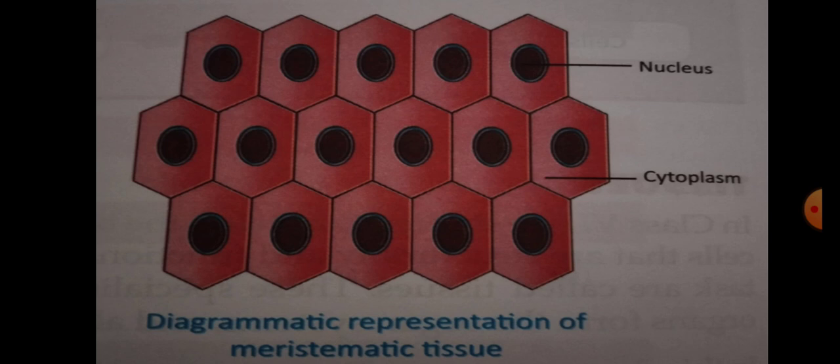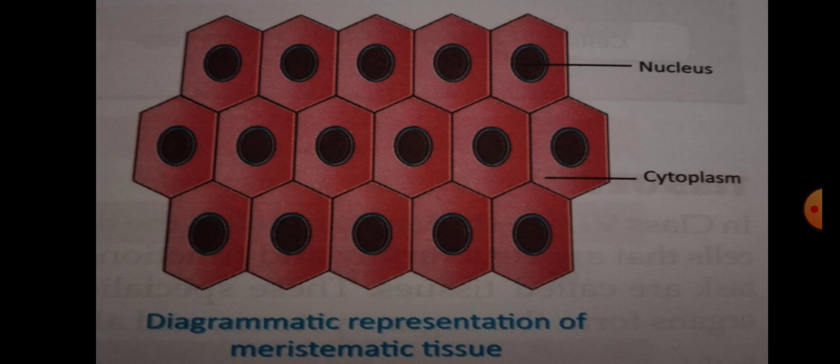The word meristematic is derived from the Greek word meristos, which means divisible. They can be easily divided. So the meristematic tissue undergoes continuous division, rapidly and repeatedly, to form new cells. You can see the nucleus at the center, and around that the cytoplasm.